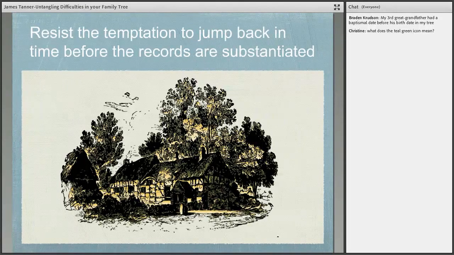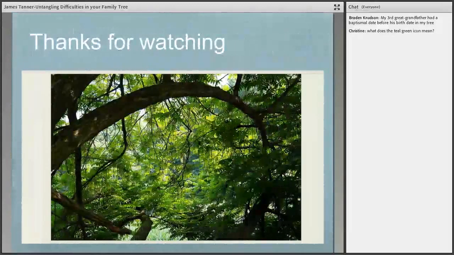And whenever you're doing this, resist the temptation to jump back in time before the records are substantiated. One of the things that contributes to this is the fan view of a pedigree, where you have a colorful fan of all of your ancestors going back, and then you find there are some missing holes back there. It's very tempting to try to fill in the hole. And the answer to that is, before you start filling in that hole, make sure you have substantiated and created a chain of sources going back to that far and back to that person. Okay, well, that's what we have today.